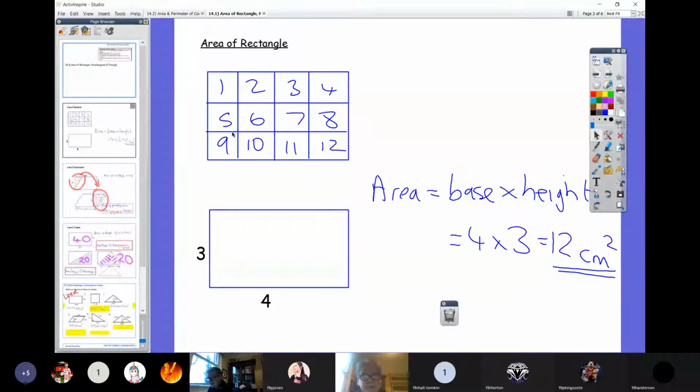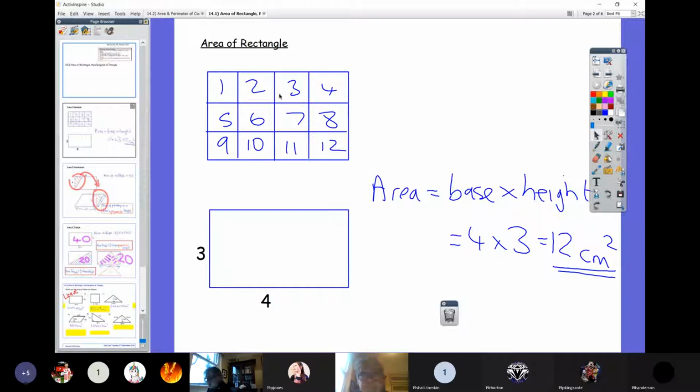As you all know, area measures the space inside a rectangle. Imagine these were floor tiles. We've got 4 in each row. There are 12 floor tiles. If each of those floor tiles was a centimetre squared, that's 12 centimetres squared. But of course, the quick way to work out an area of a rectangle is just to do base times height. 4 3s are 12. So area is the space inside, and base times height.